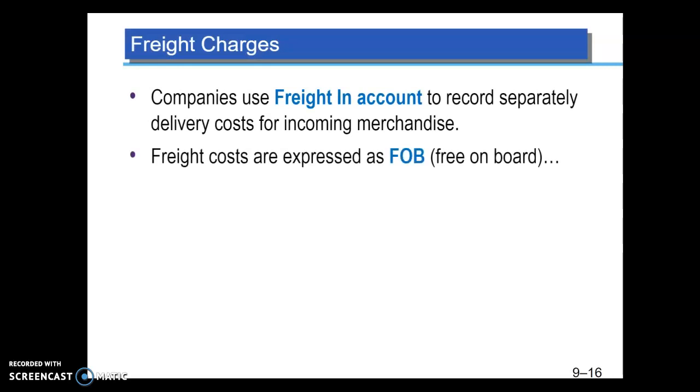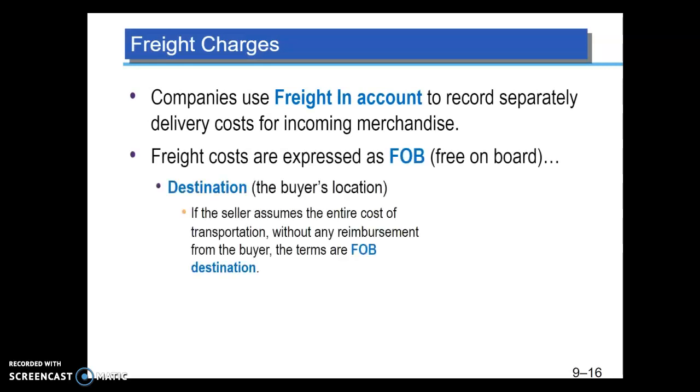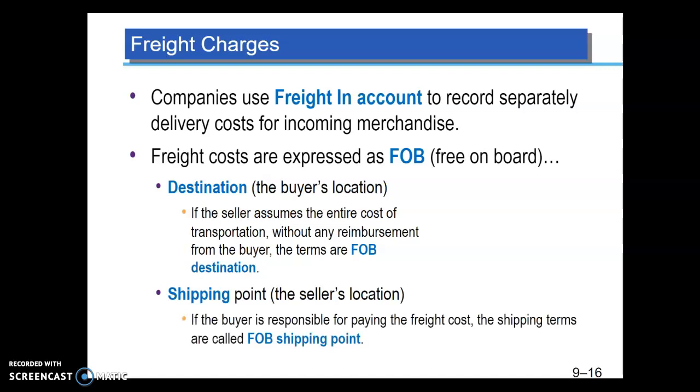Okay, the other thing that's new for you guys this chapter is when we're talking about freight. So freight would essentially just be the same thing as shipping. So freight costs are expressed as either free on board, which means the buyer's location. So the seller assumes the entire cost. Okay, that would be FOB destination. Okay, then there's FOB shipping point. So if the buyer is responsible for paying the freight cost, the shipping terms are called shipping point.